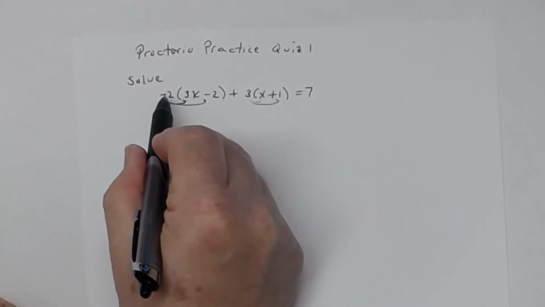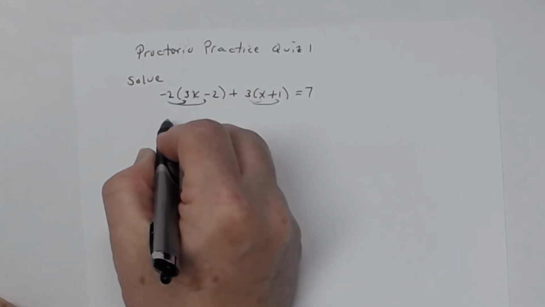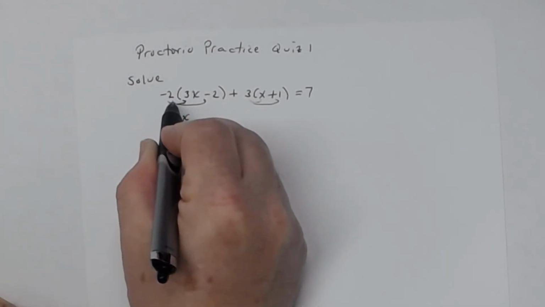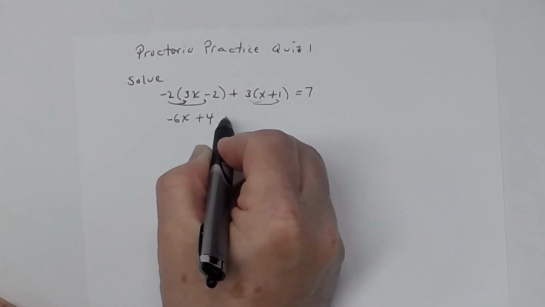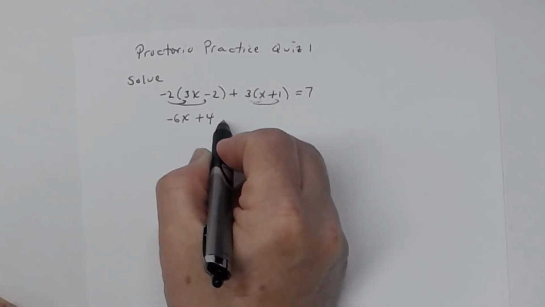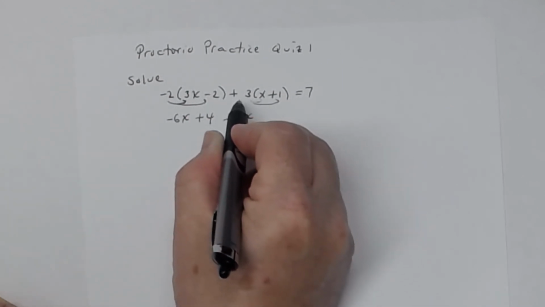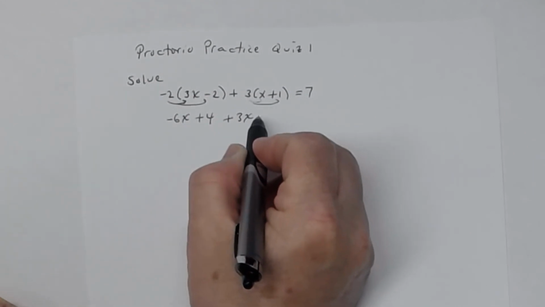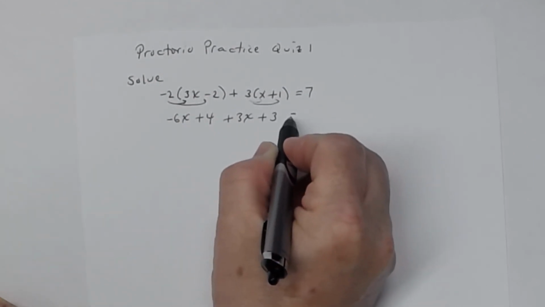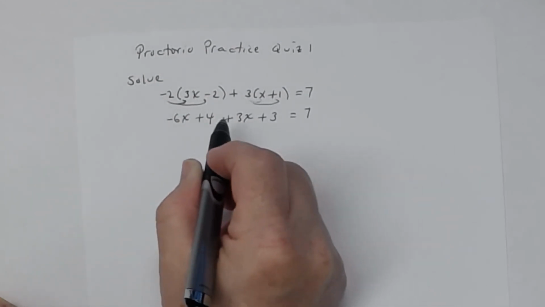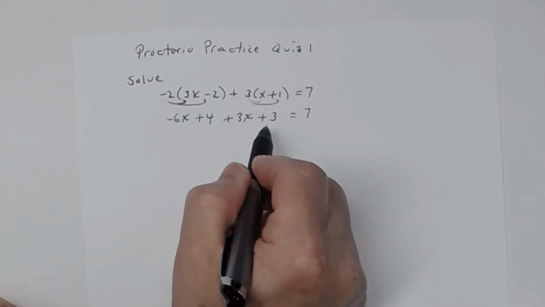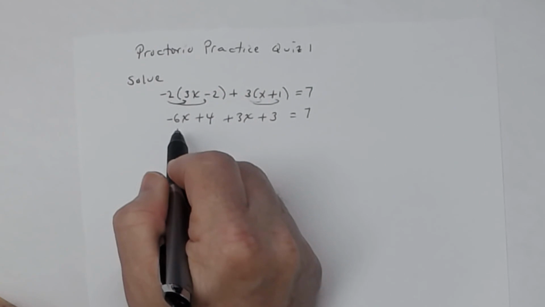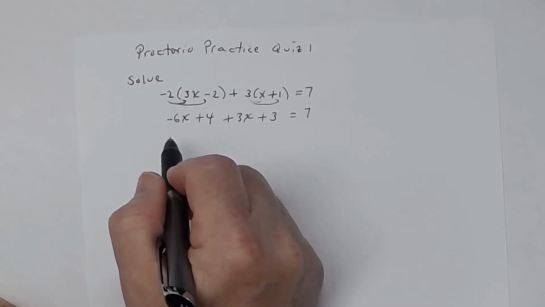So when I do that, I get negative 2 times 3x is a negative 6x, and then negative 2 times a negative 2 is a positive 4, and then 3 times x is a positive 3x, and then 3 times 1 is a positive 3, and that's going to equal 7. So on the left-hand side, you have these 4 terms. Now, next step is to combine like terms.